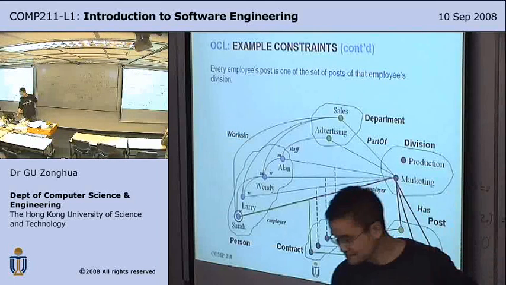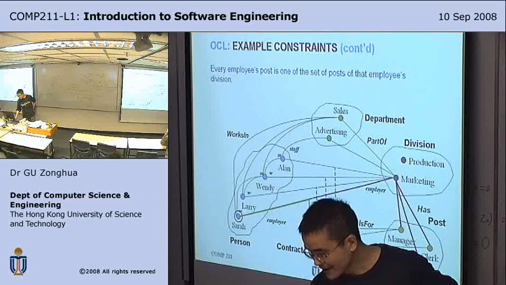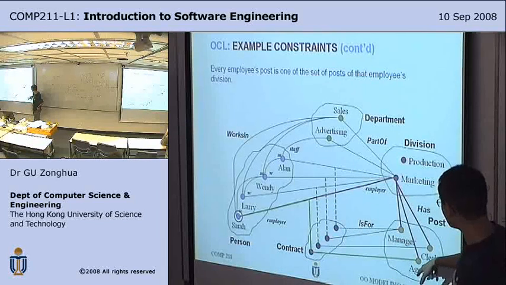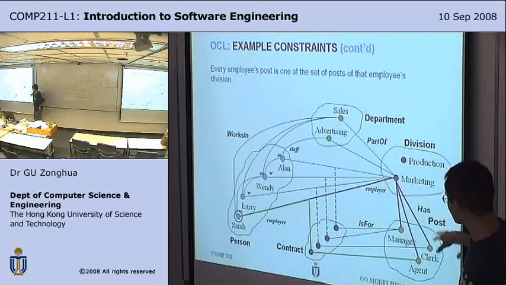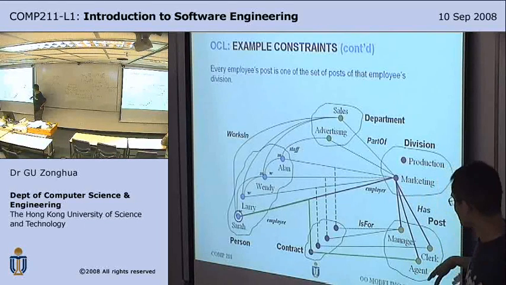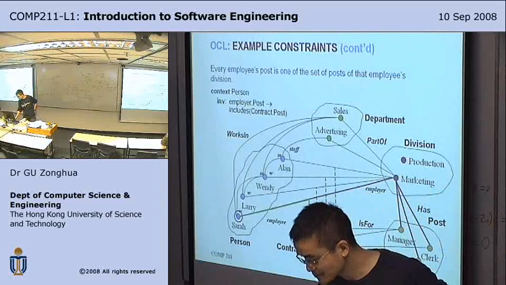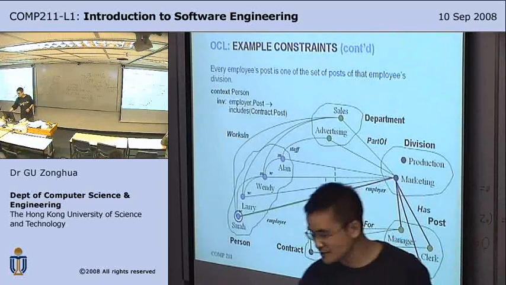And then you check if her post, that is agent, is part of the set of posts in marketing. So agent is part of the set of manager, clerk, and agent. So that's fine. So the constraint is context person.